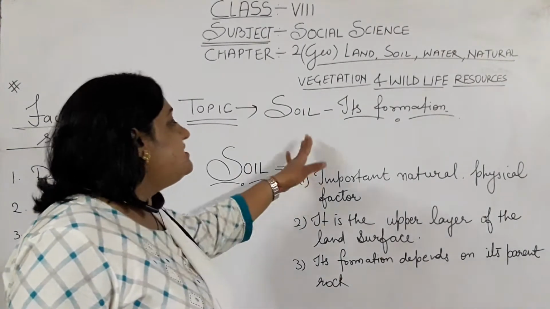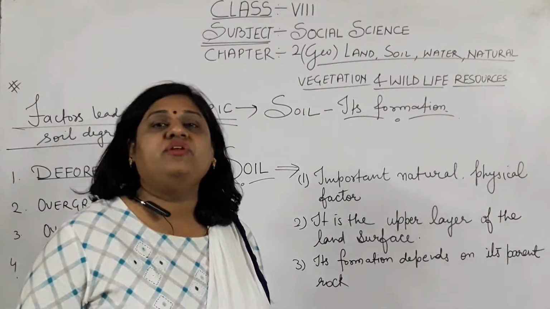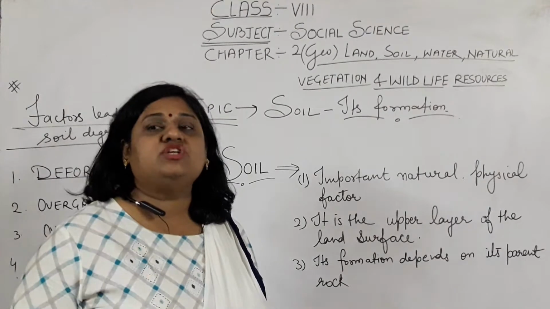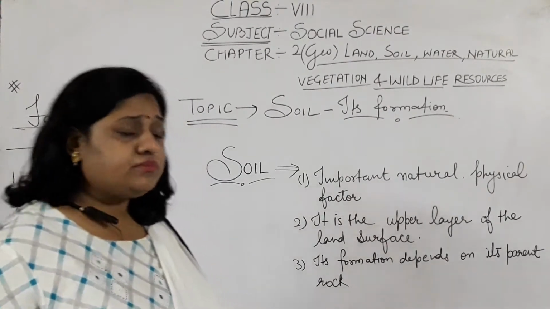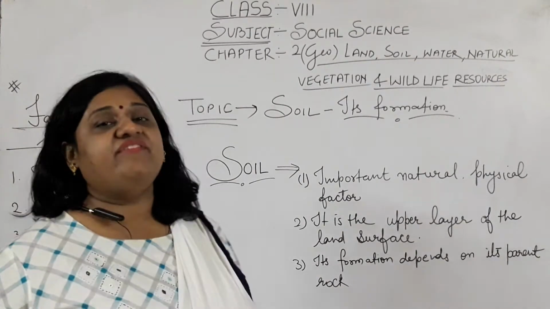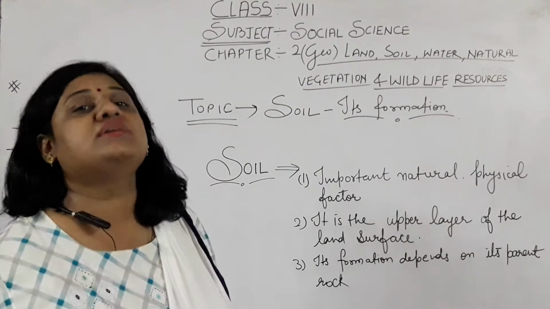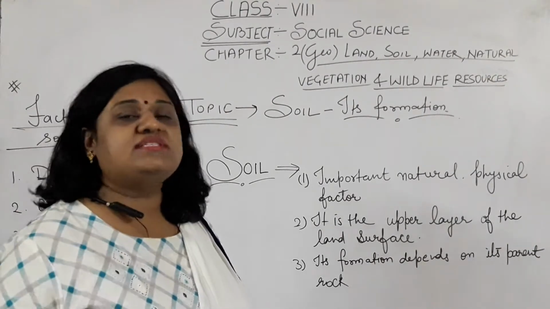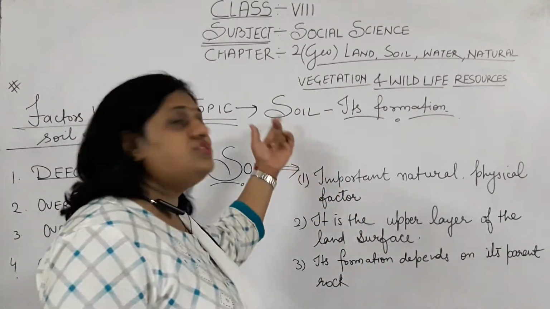Now the question is how the soil is formed. As we all know, soil consists of different minerals, different elements in it. Naturally we have the mountains and the hills. Mountains and hills are made up of rocks. And what are rocks? Rocks are a composition of minerals, and that is what soil is.